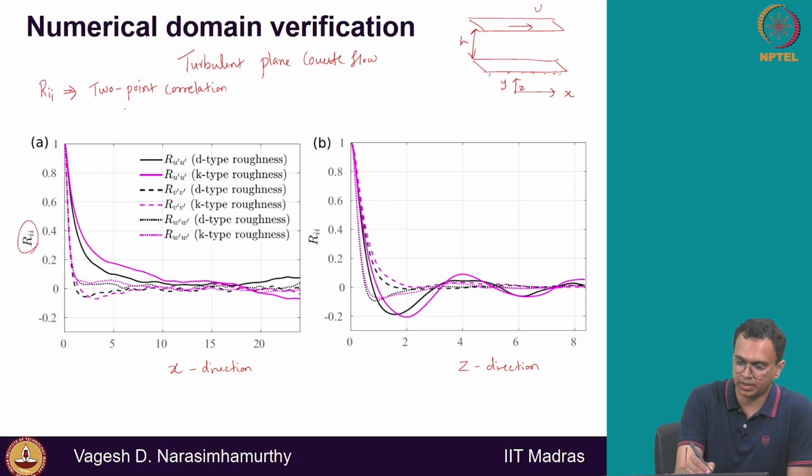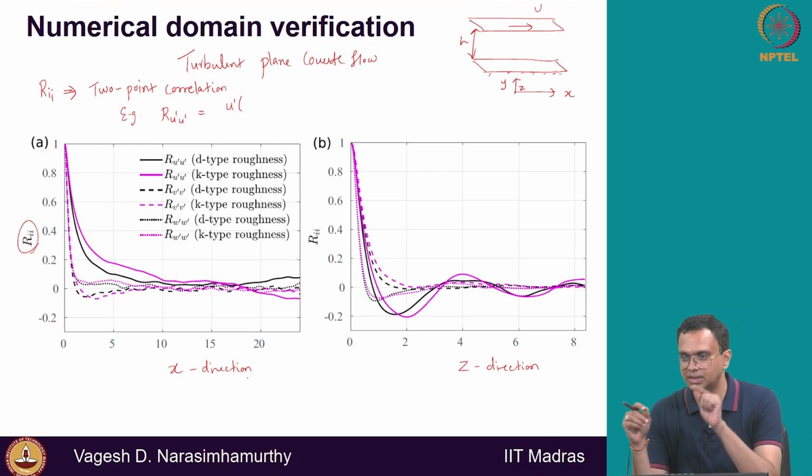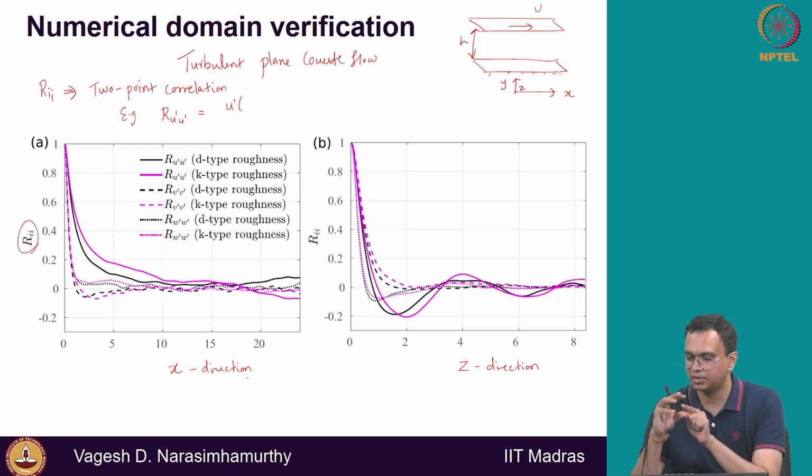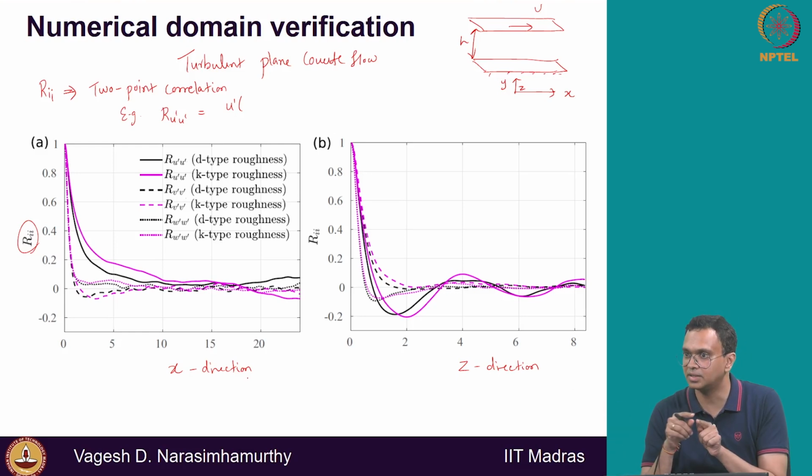Let's say, for example, R of u prime is the two-point correlation along the x direction, to see how far you need to go before the correlation goes to 0. If your probe is inside an eddy, then you always get a non-zero correlation. But if that eddy moves away out of your probe, then it gives zero correlation. So that shows the length of your eddy as long as it is correlated.